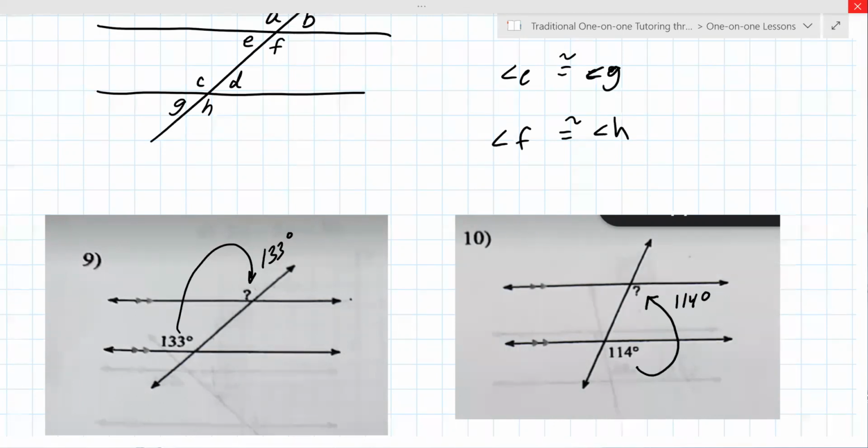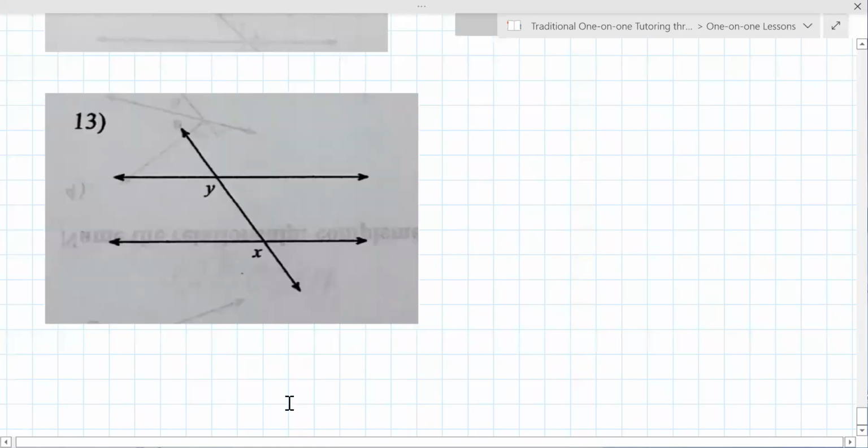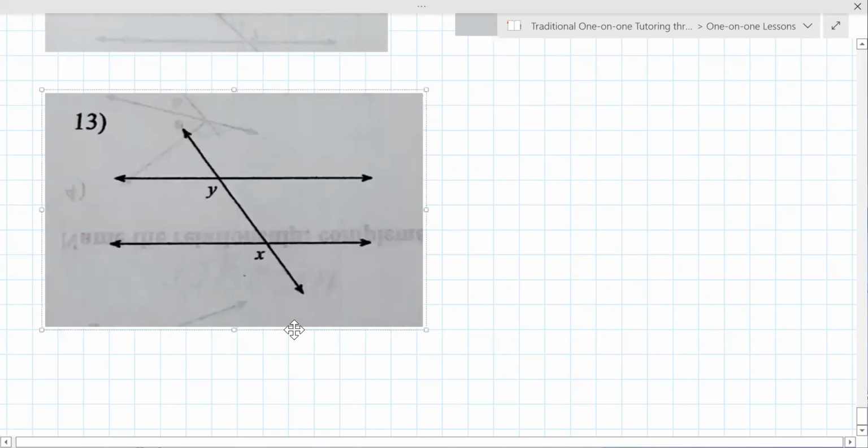For 13, 14, and 15, you have to decide whether the angles are corresponding or alternate interior. So let's look at number 13 first. Are these two angles corresponding or alternate interior? Corresponding. They are corresponding, I agree. Angle Y is congruent to angle X, but the reason is that they are corresponding.